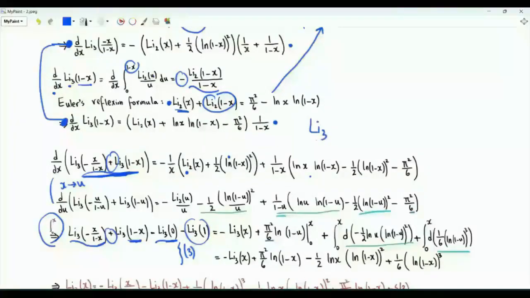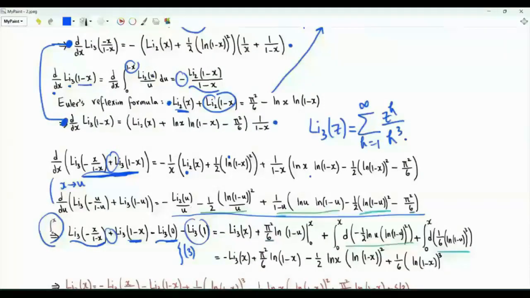Recall the series representation of the trilogarithm when the magnitude of z is less than or equal to 1: summation k from 1 to infinity, z to the k over k cubed. The trilogarithm of 0 is 0, and the trilogarithm of 1 is zeta of 3. When we integrate this side, the integral of this part from 0 to x is minus the trilogarithm of x.